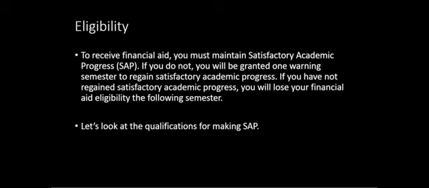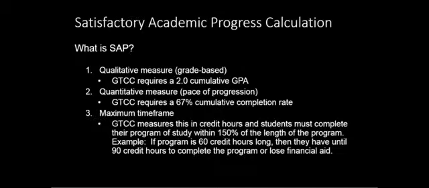So what are the requirements of making satisfactory progress? You need to maintain a 2.0 cumulative GPA. You need to complete 67% of the credit hours you attempt. And you must finish your program within 150% of the length of your program.